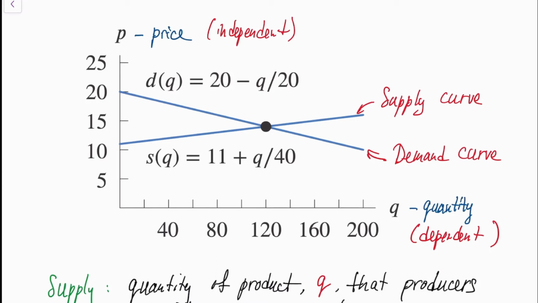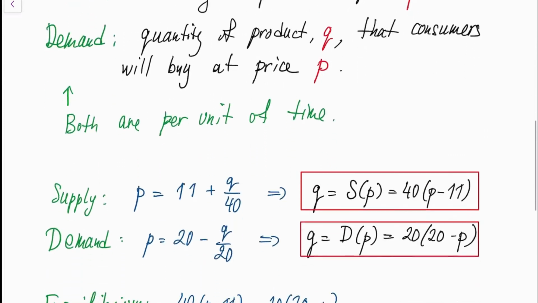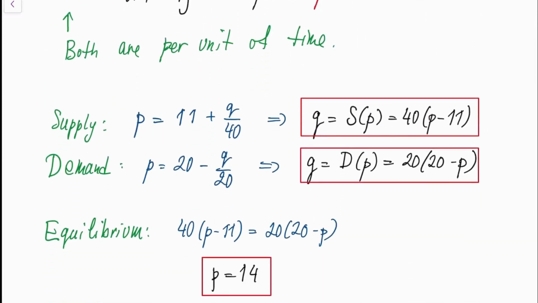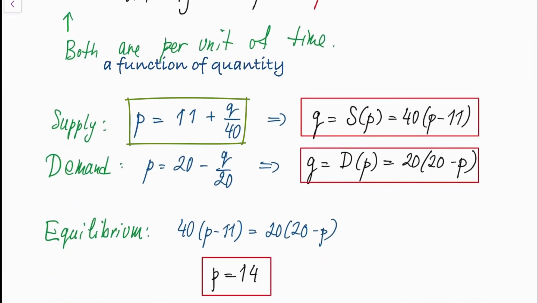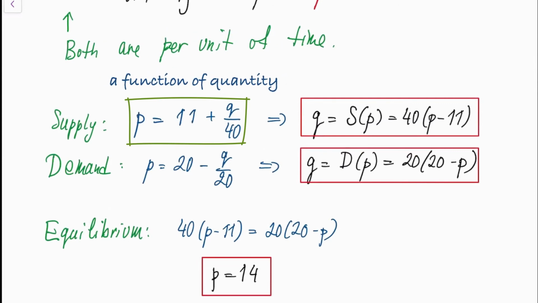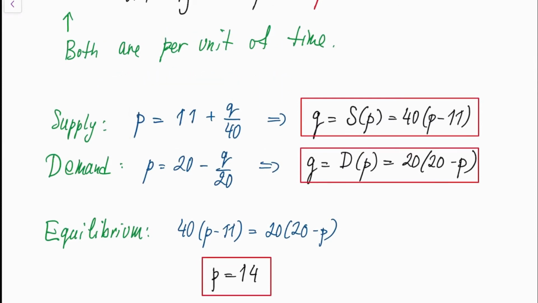And so to rewrite these curves in this more natural way, we can simply take these particular curves from the textbook. So for example, the supply curve is given as price as a function of quantity: P equals 11 plus Q over 40. And we can solve for Q. So here if you solve for Q, you will get Q is equal to 40 times (P minus 11). And so here quantity is given as this supply function as a function of the price P.